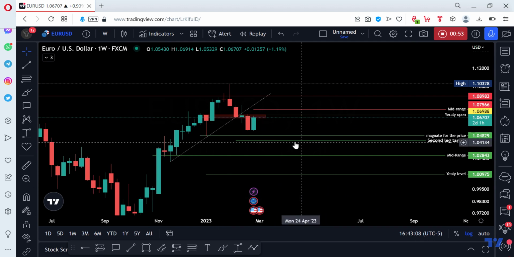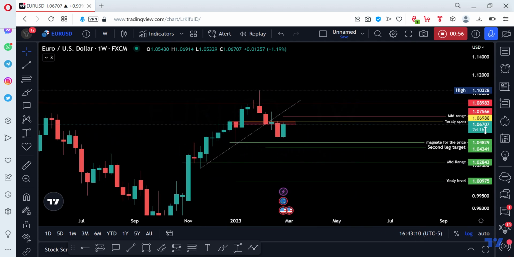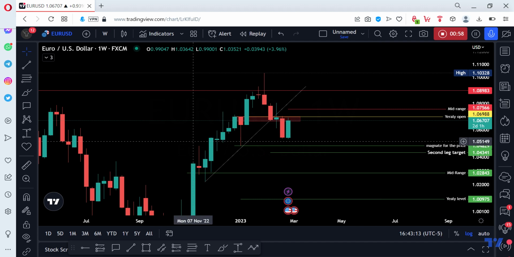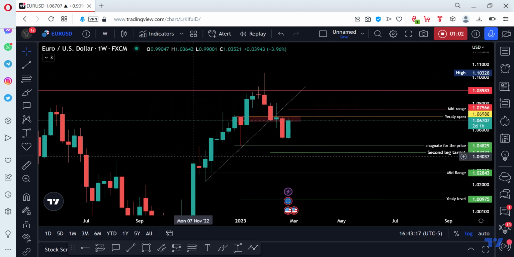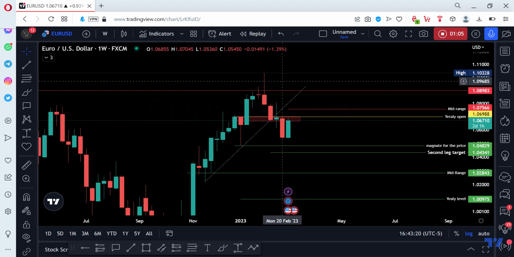So what we have here on the weekly, if we zoom out, we have one, two, three. Right, what is that? That's a wedge. And this is a channel.